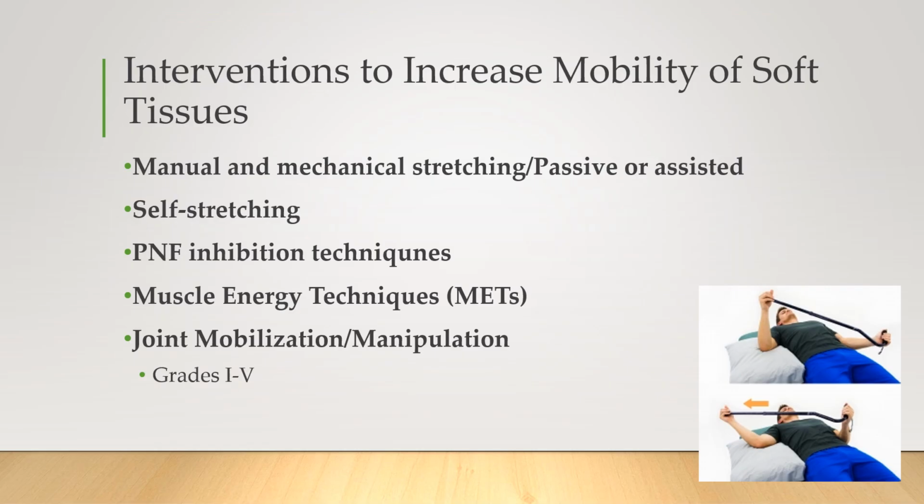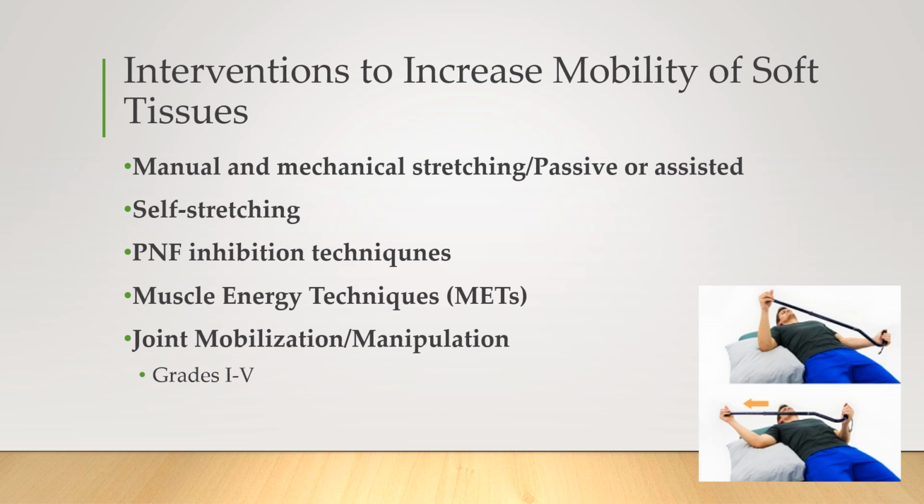Okay, so here's a few different interventions to increase mobility of soft tissues. We can perform manual stretching, which is passive: a therapist coming in, stretching into external rotation, using PNF techniques, those types of things. And then we can also use mechanical stretching, something like a dowel rod, which can be passive or assisted. And again, you can teach your patients PNF techniques on their own so that they can really benefit from those away from the clinical setting. So we'll talk about those in lab when we get into our lab session.